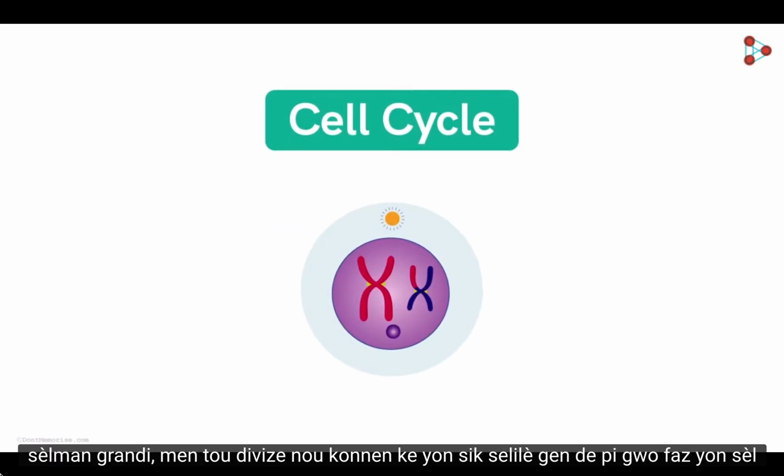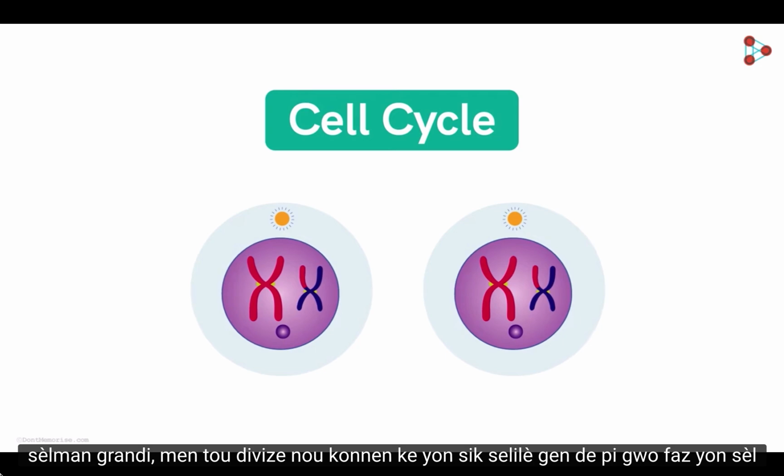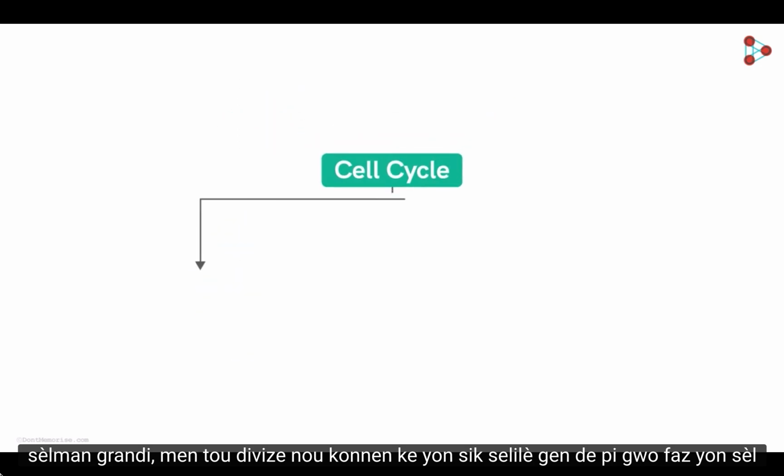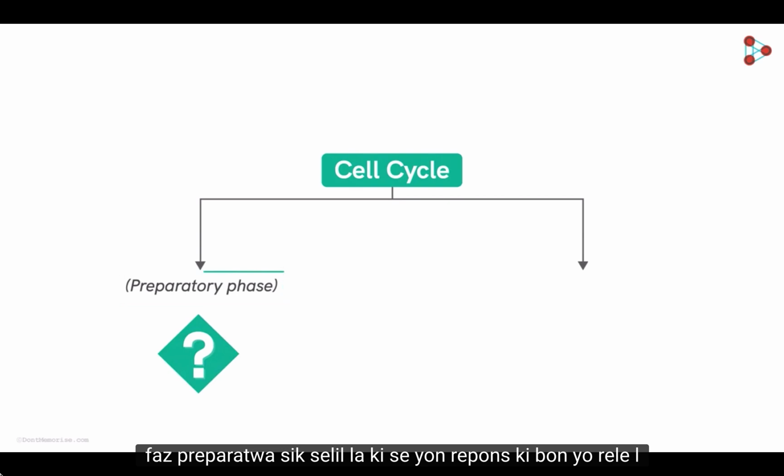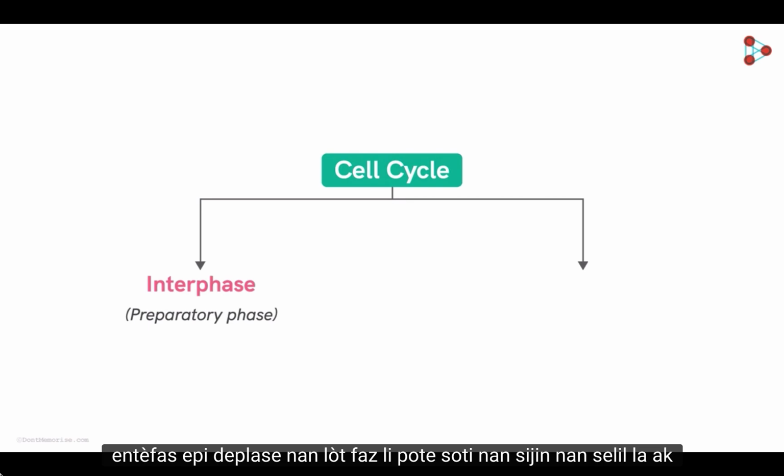Cell cycle is one of the most breathtaking processes that helps the cell to not only grow but also divide. We know that a cell cycle has two major phases. One helps in the preparation of the cell for the division. Can you name the preparatory phase of the cell cycle? That's the right answer. It's called the interphase.